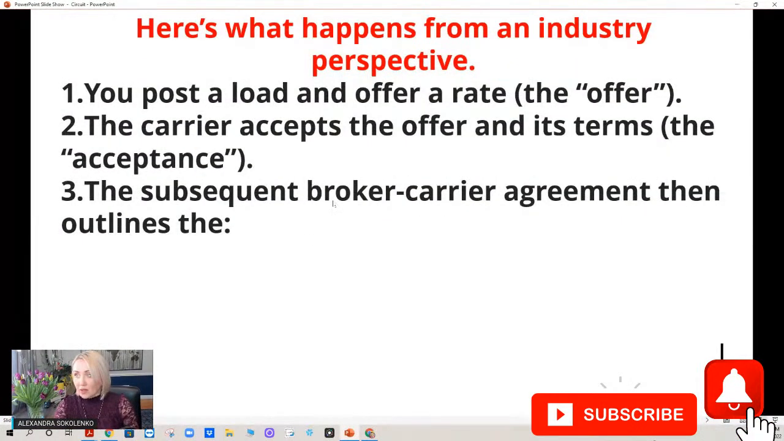So first, what happens, right? First, brokers post the load, and they offer a rate for the load. We as dispatchers are looking for the load. We go and we negotiate, right? And after we decide that this transit makes sense and it's what you want to do, you need to accept this load. And of course, before you accept the rate confirmation, you have to make sure you are set up.